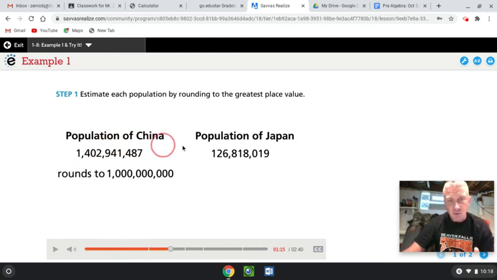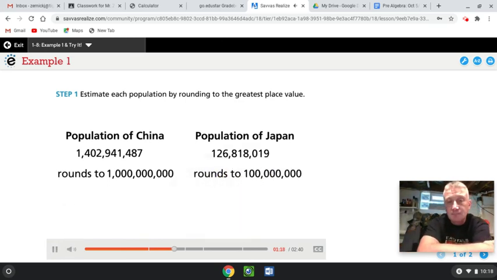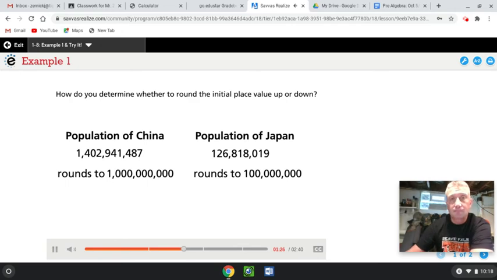Okay, and if we jump over here and take a look at the population of Japan, again, our leading number is 1. The digit that is next to that leading digit is a 2. The 2 is telling that 1 to stay the same, so it remains a 1 as well. And Japan's population rounds to 100 million. How do you determine whether to round the initial place value up or down?